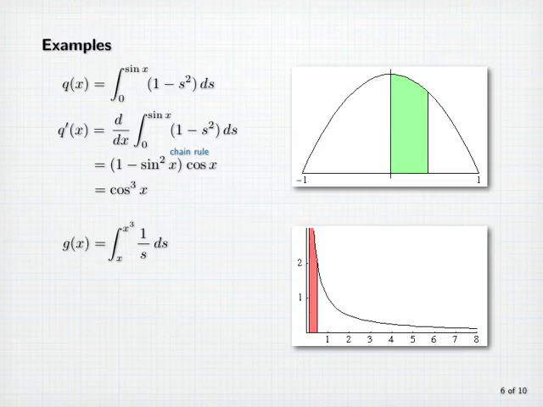Let's set this animation in motion here. X begins at 0.5 and increases. Notice when x is 1, x cubed is also 1. And now we're seeing x cubed greater than x. And when x is 2, x cubed is 8. And so the area that you see here is precisely the value of g of 2.